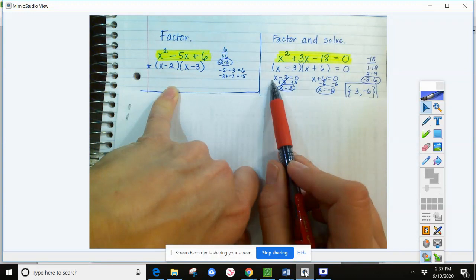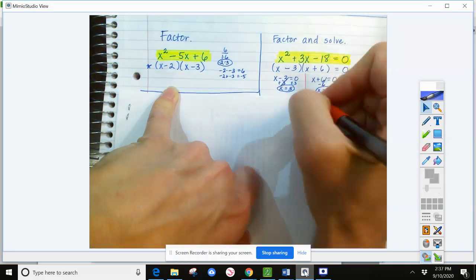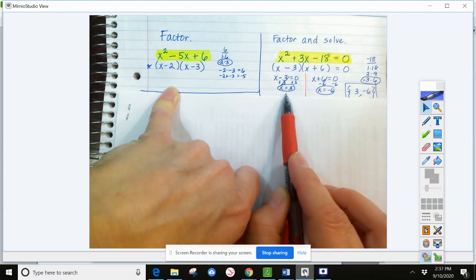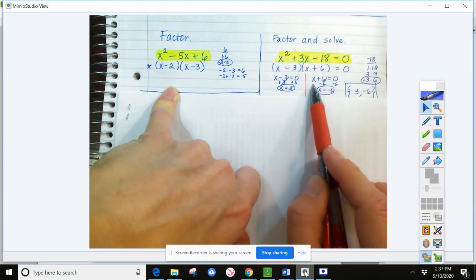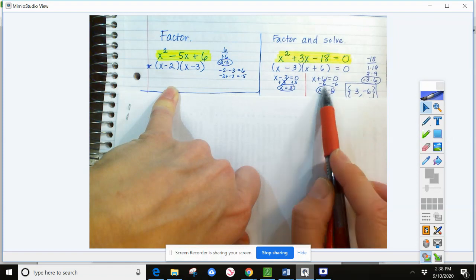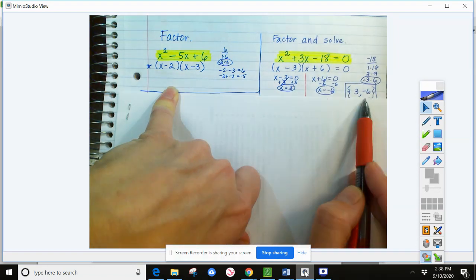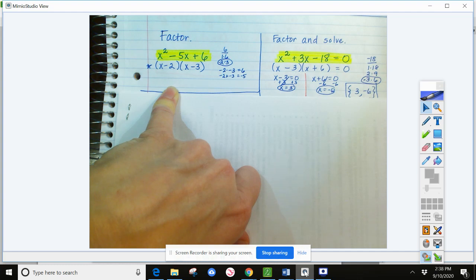So we've got two little baby equations. One of them says x minus 3 equals 0. Add 3 on both sides, you get 3. The other one is x plus 6 equals 0. Subtract 6 on both sides, you get negative 6. And we like to represent our answers in a little solution set with braces. So 3, negative 6 is your answer on that one. Okay? That's factor and solve.